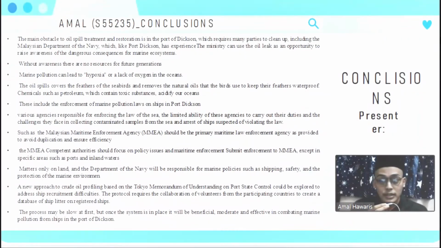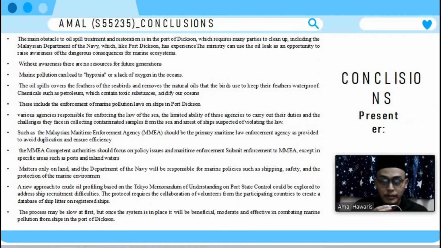That's all for the video. In conclusion, the main obstacle to oil spill treatment and restoration is the Port of Dickson, which requires many parties to clean up, including the Malaysian Department of the Navy, which, like Port Dickson, has experience. The ministry can use the oil leak as an opportunity to raise awareness of the dangerous consequences for marine ecosystems. Without awareness, there are no resources for future generations.